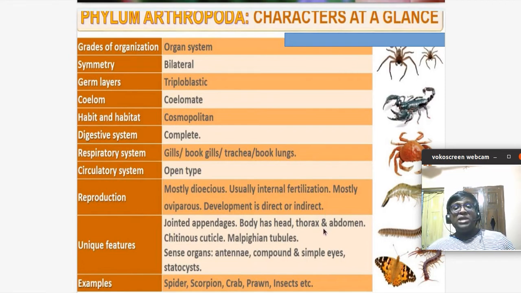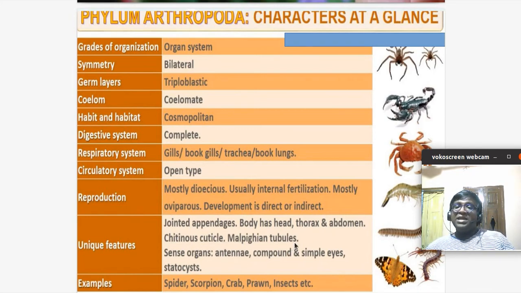Now, what is the unique feature of this phylum Arthropoda? They have jointed appendages. The body can be divided into three regions, that is head, thorax, and abdomen. They have an exoskeleton made up of chitin. So the outermost layer is made up of chitinous cuticle. Even in prawn, you might have seen that the outermost layer is made up of chitin. Cockroach also has the outermost layer made up of chitin. In the crab, the chitin is much harder. So just remember about this chitinous cuticle.